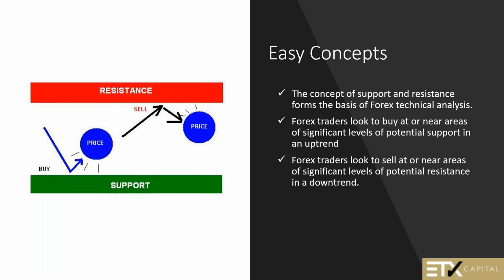Traders look to buy at or near areas of significant levels of potential support in an uptrend, where traders look to sell at or near areas of resistance in a downtrend.